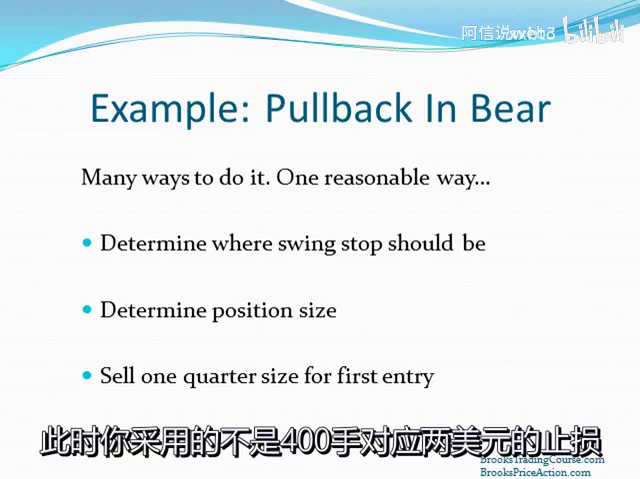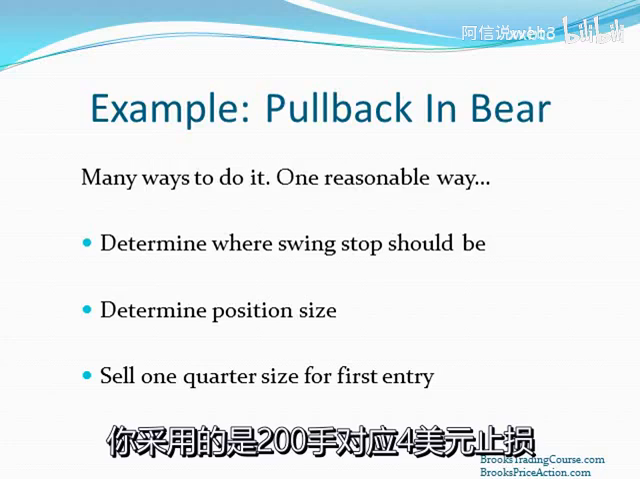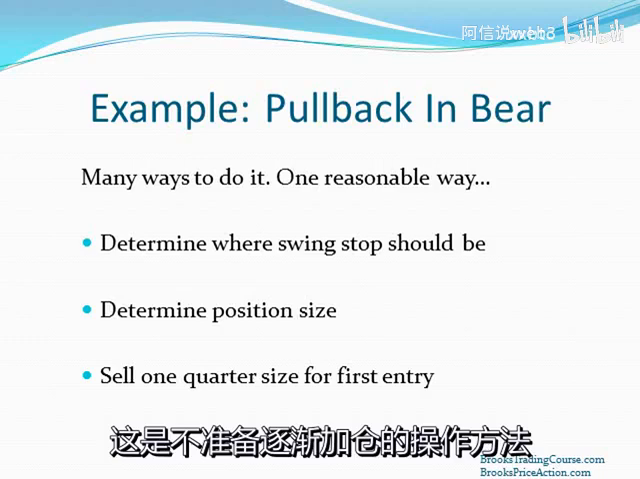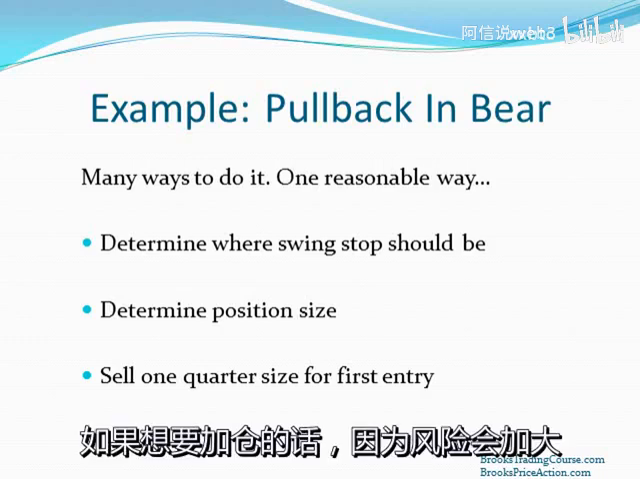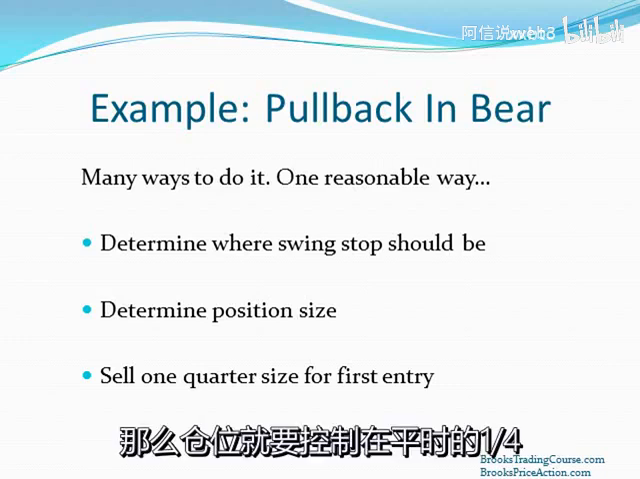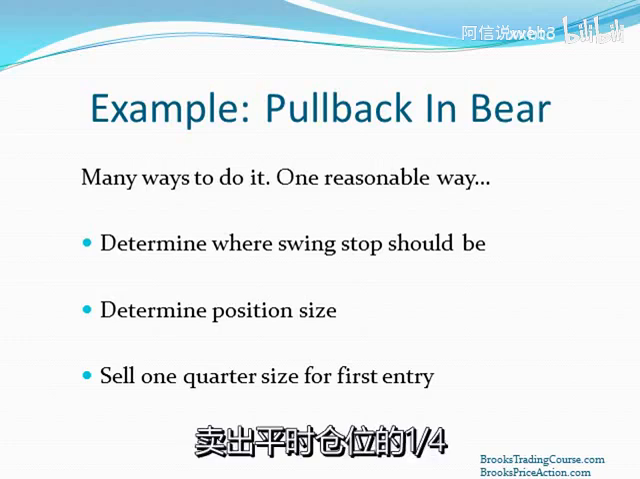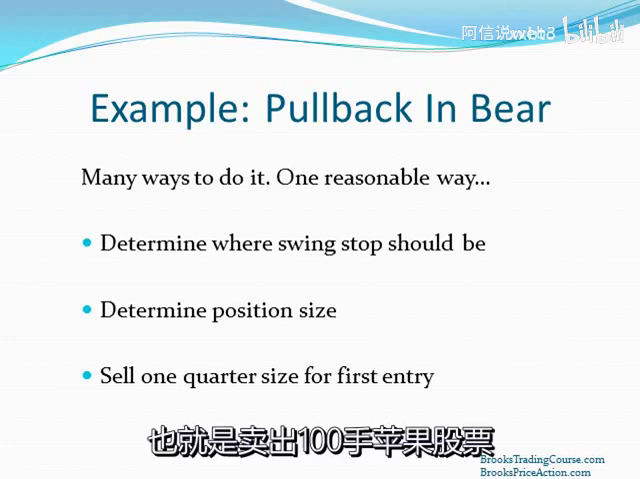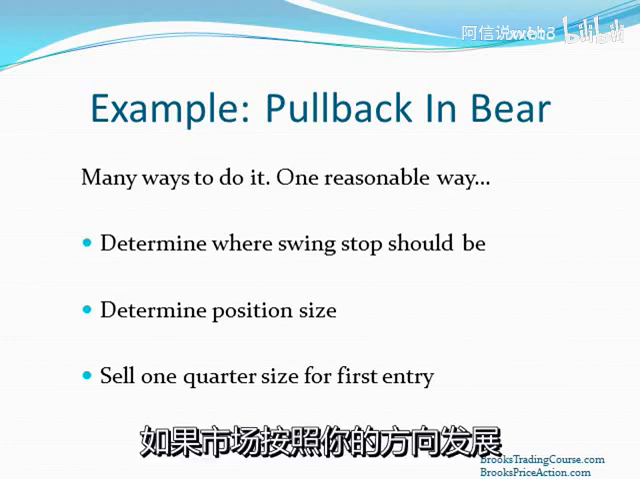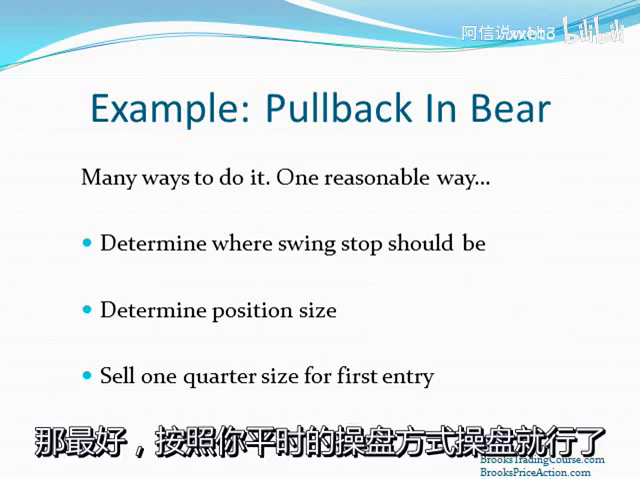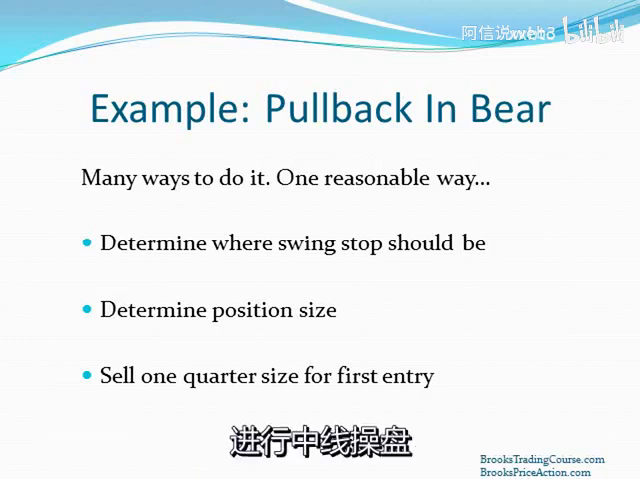Instead of trading 400 shares and risking $4, which is twice your normal risk, you would normally just trade 200 shares and risk $4 if you were not scaling in. However, if you're going to scale in, remember you're going to add to your position, and that will increase your risk. So on your original position, trade a quarter size. So sell 1/4 of your position at the first signal. In other words, you sell 100 shares of Apple at the first signal, and if the trade goes your way, fine, manage it the way you would manage a normal winning trade.